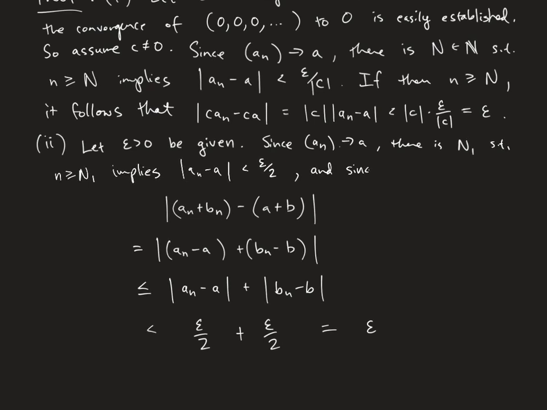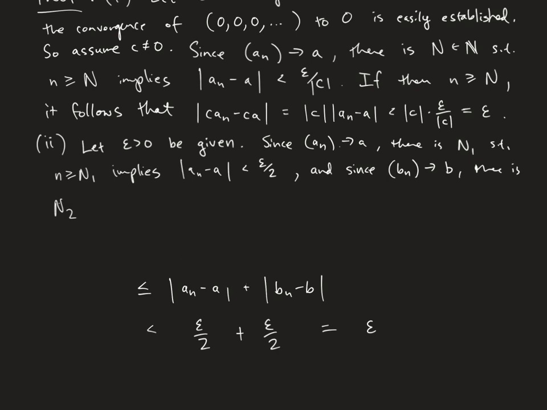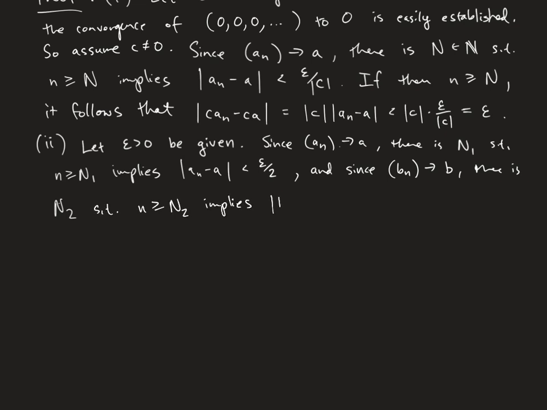And since Bn converges to B, there is an N2, and I'm running out of room, so let me get rid of my scratch work here. All right, so now we know the idea. We're trying to just make things less than epsilon over 2. There is an N2 such that n bigger than or equal to N2 implies that Bn minus B is less than epsilon over 2.